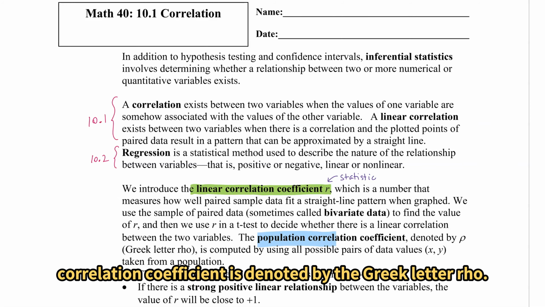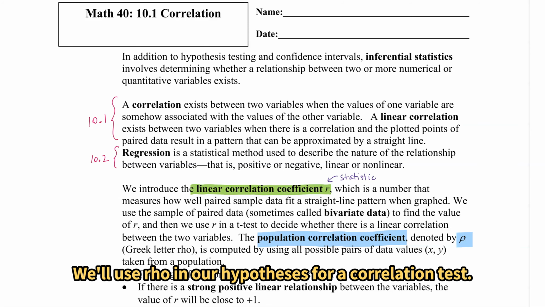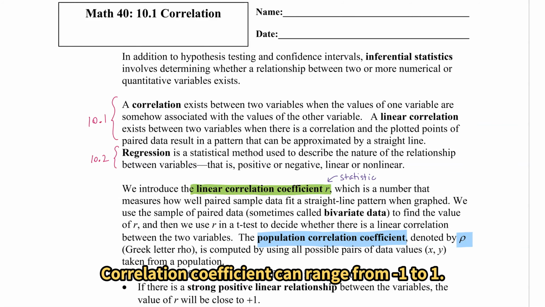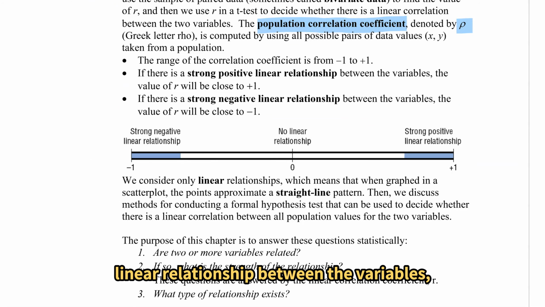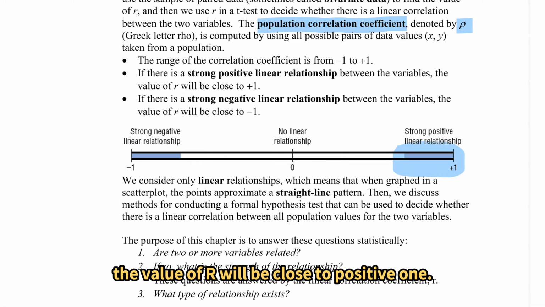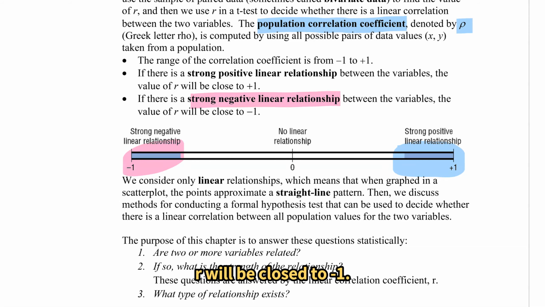The population correlation coefficient is denoted by the Greek letter rho, and rho is computed from population data. We'll use rho in our hypotheses for a correlation test. The correlation coefficient can range from -1 to 1. If there's a strong positive linear relationship between the variables, the value of R will be close to +1. If there's a strong negative linear relationship, R will be close to -1.